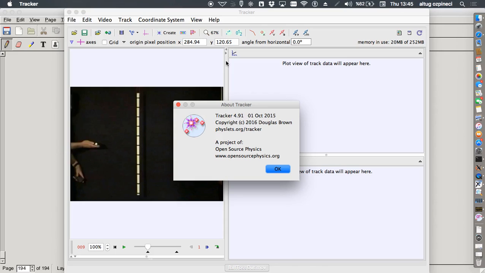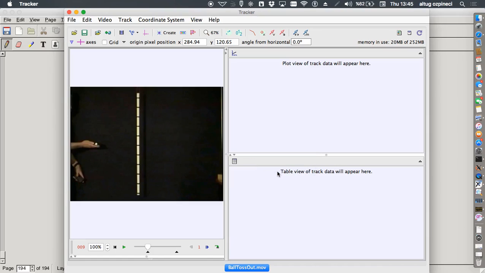Now there is a software that I like, called Tracker. And it does this automatically. So that is the software I will be using. There's already a recorded video of a projectile motion. So if you just play the movie, this is the motion that we will study.